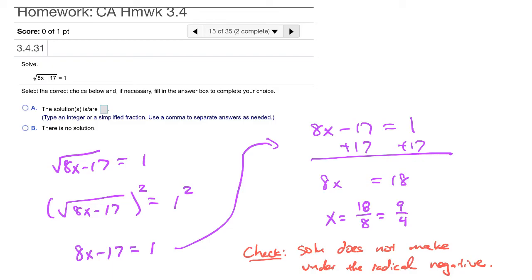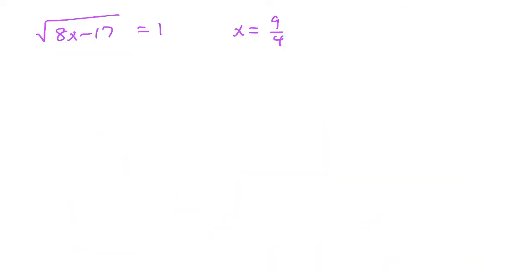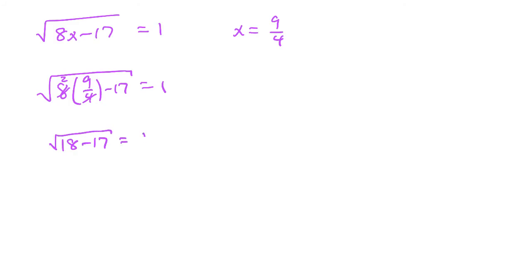So let's take a look. If I take that 9/4 and plug it back in, what do I have? 9/4 times 8 minus 17, and I take the square root of that. Well, my 4 will cancel with the 8 to give me a 2, so I get 2 times 9. So I get 18 minus 17 underneath the square root, which is positive. So I get the square root of 1 is equal to 1. True. And so sure enough, I found the solution. So my x is equal to 9/4 will work.